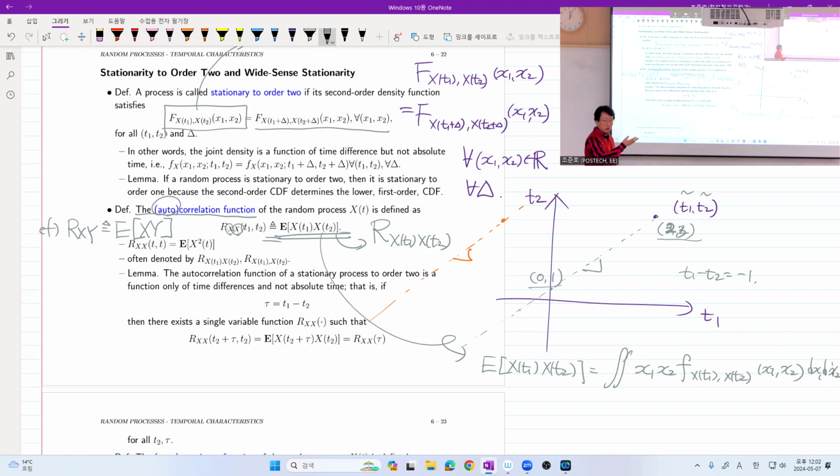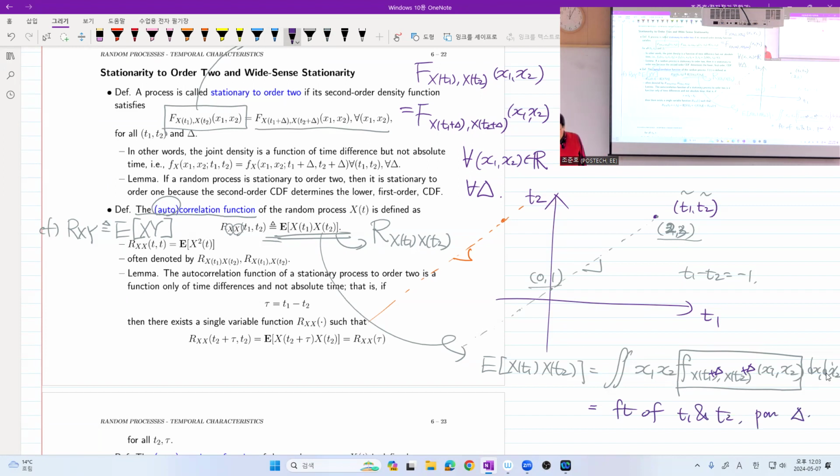If you don't like that, then use the Stieltjes integral and joint CDF. But anyway, our focus is here because we assume the process is stationary to order 2. How do you want to change? Of course, you put capital deltas here and there. So you have plus delta and plus delta. And what is this? This is a function of T1 and T2 and parameterized by delta.